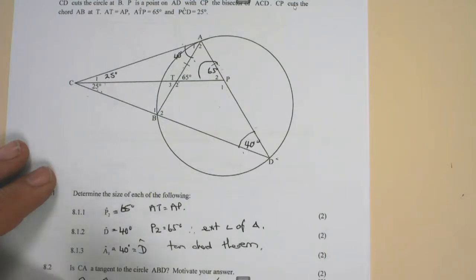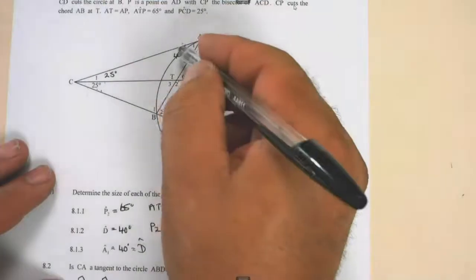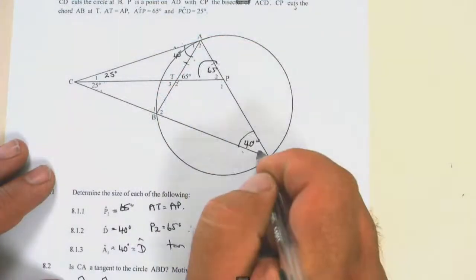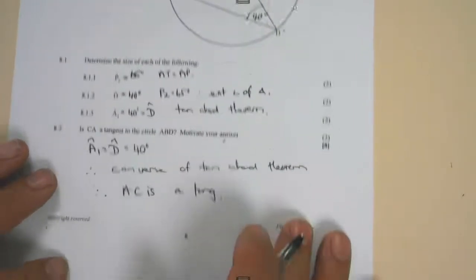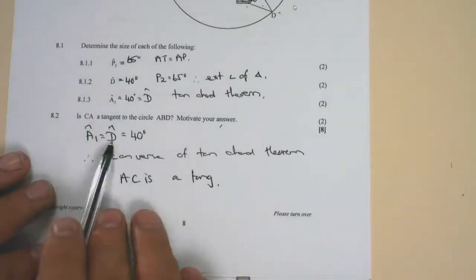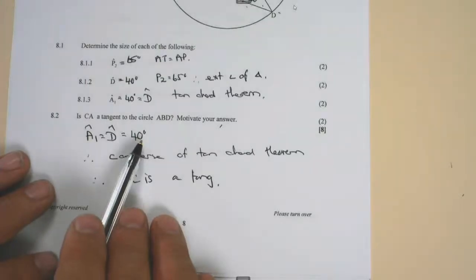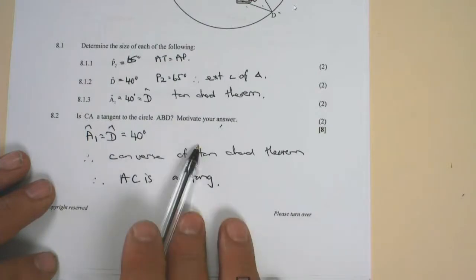Therefore, it is the converse of the tan chord theorem. The angle between the tangent and a chord is equal to the angle in the alternate segment. Therefore, AC is a tangent. Right, we proved that A1 is equal to D, which is equal to 40 degrees. Therefore, we can say that AC is a tangent, because the converse of the tan chord theorem applies.